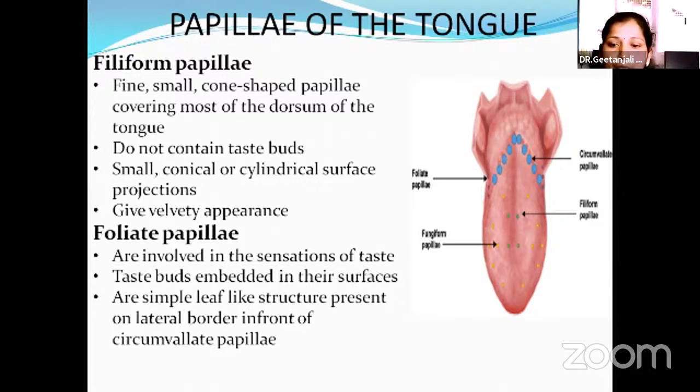Taste buds are embedded in their surfaces. They are simple, light leaf-like projections or structures present on the lateral border in front of the circumvallate papilla. Then there are four types of papilla: circumvallate papilla, filiform papilla, fungiform papilla, and foliate papilla.